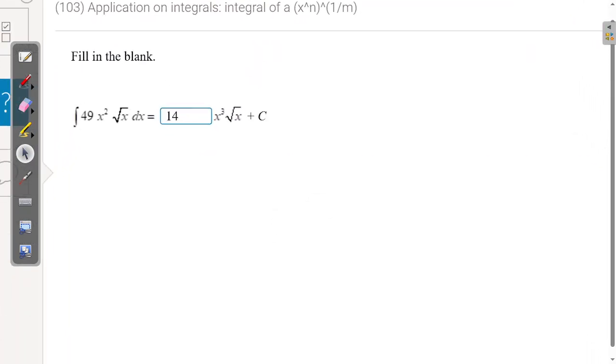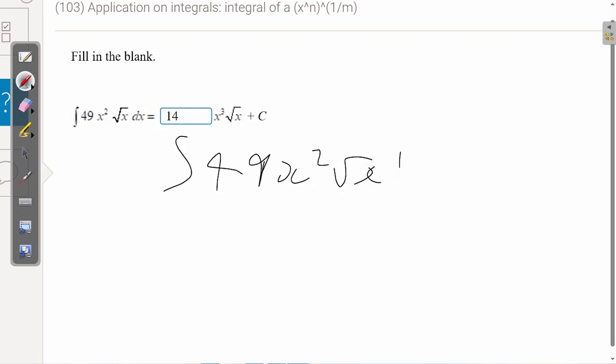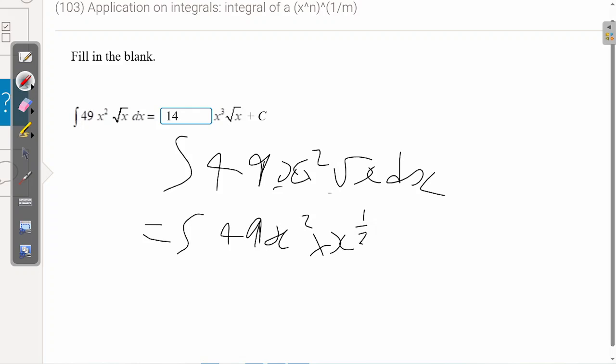Okay, integral of 49x squared radical x dx. So integral 49x squared radical x dx. Now we have two x's. We want to put them into the same x, so let's add them up. So radical 49x squared times x power half dx equals integral of 49x power 2 plus half is what? 5 over 2. So 5 over 2 dx.